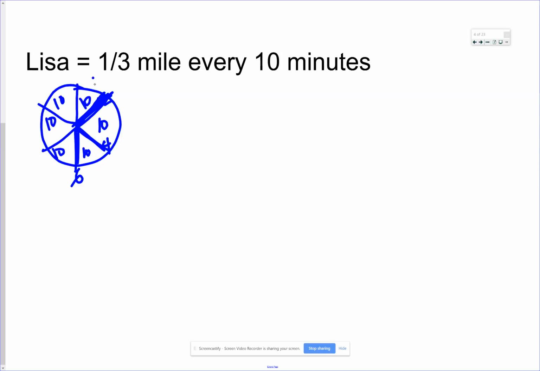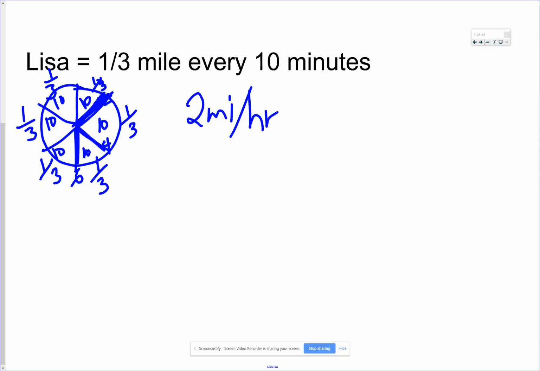We're going a third of a mile each time. 1/3, 1/3, 1/3. That's now 3/3 of a mile, or 1 whole mile. 1/3, 1/3, 1/3. There's another mile. So in the course of 1 hour, she has gone a total of 2 miles. What? They're really the same? Does that even make sense?